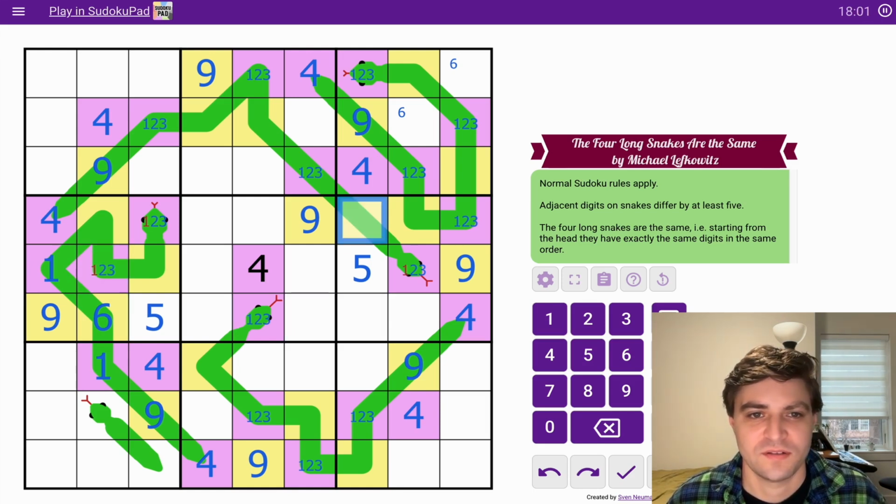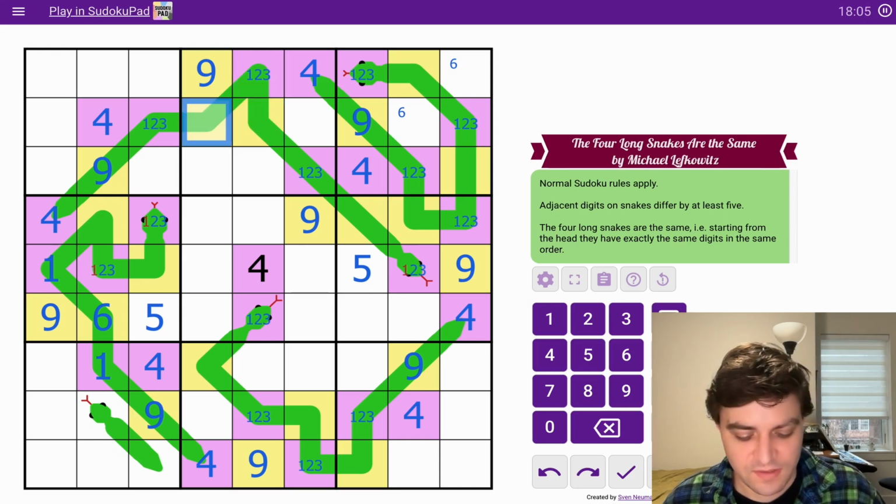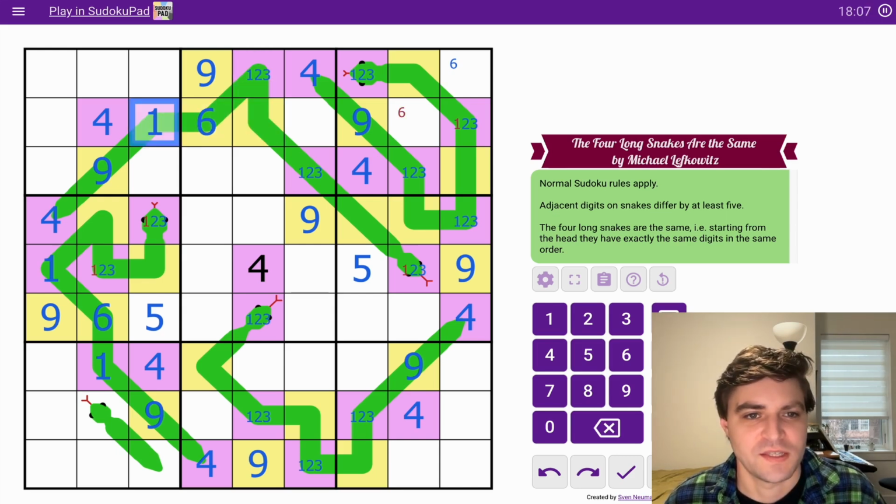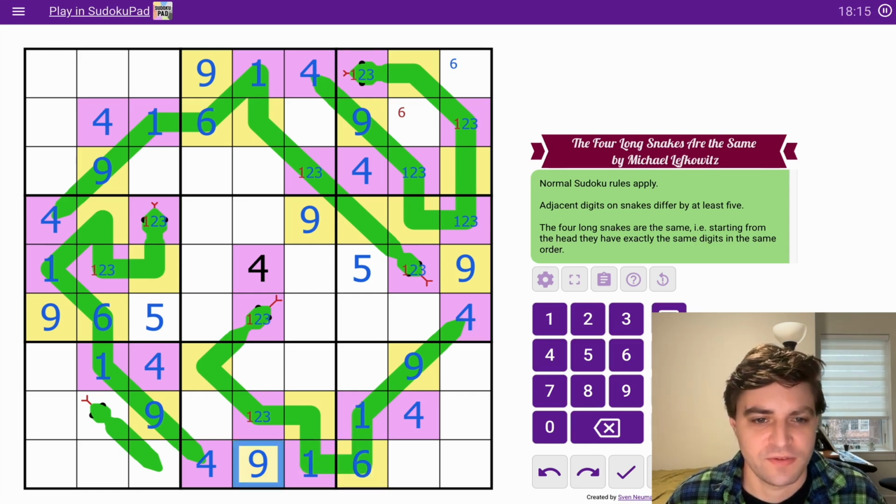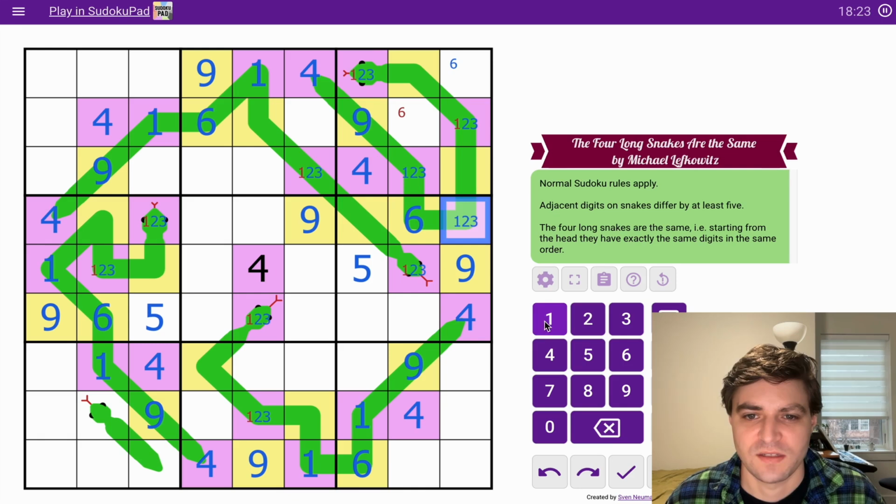The third yellow cell along any snake needs to be a 6, right? And that 6 needs to connect to 1s, right? That tells us a lot. 1, 2, 3. You're definitely a 6. You definitely connect to 1s. So now where's our last 6? Our last 6 goes here. 6 that connects to 2 1s.